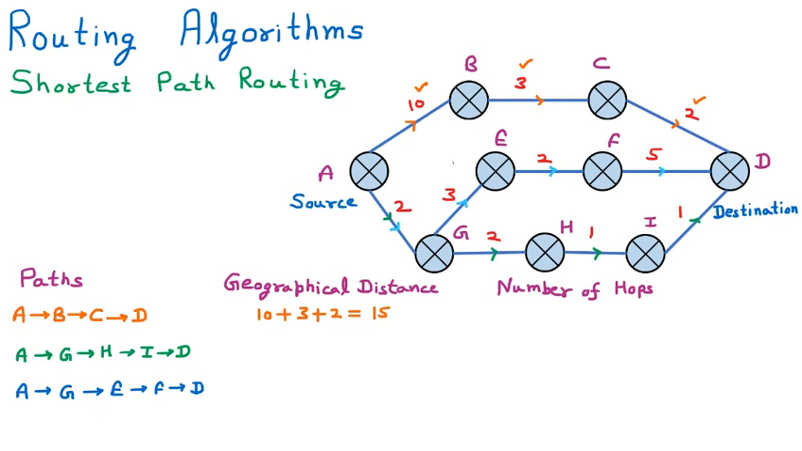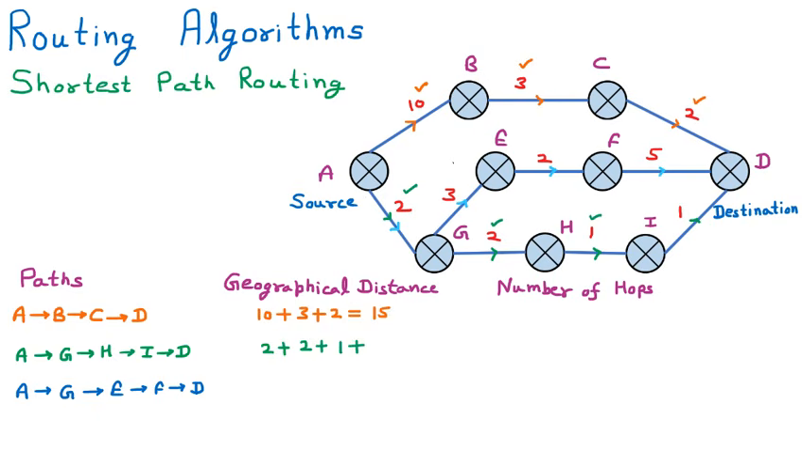Now going with the next path, which is A to G. From A to G we have 2 distance, then G to H, that is 2. So 2 plus 2 plus, then afterward H to I is 1.